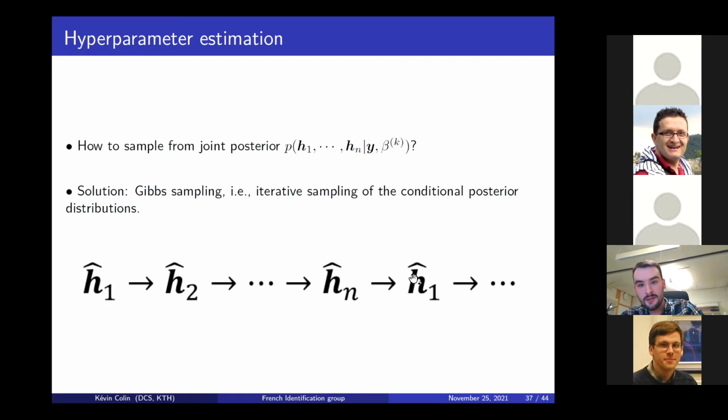And then you restart again by sampling H1 from the previous estimate. And so you are going to do that iteratively. And what you will obtain at the end is a stationary distribution, which will be equal to the joint posterior from which we wanted to sample at the beginning. Okay, so that's how we solve the sampling.